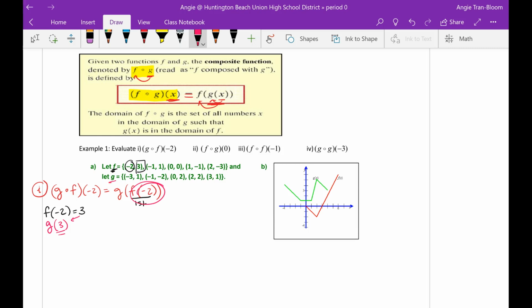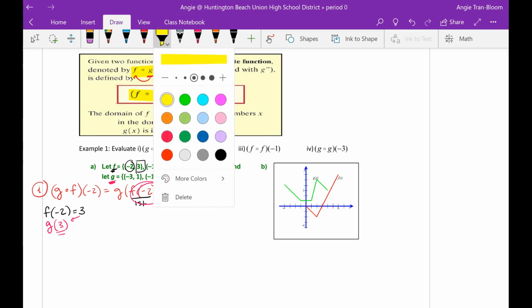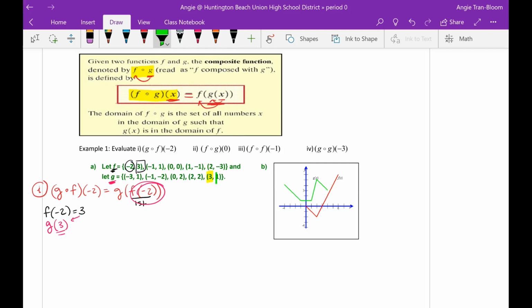So now let's look at the g function right here. When the input is 3, the output is 1, okay? So what we do now is we're just going to write an answer. So our final answer, g composed with f of negative 2 is 1. Okay, and that's how we do it. We do one at a time. So we do the inner component first.